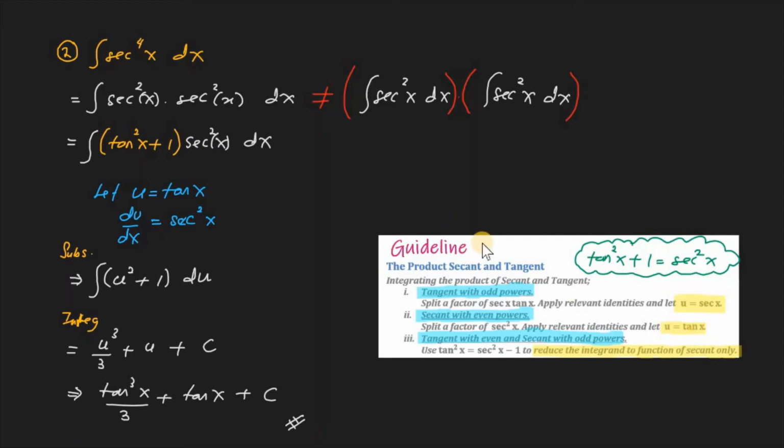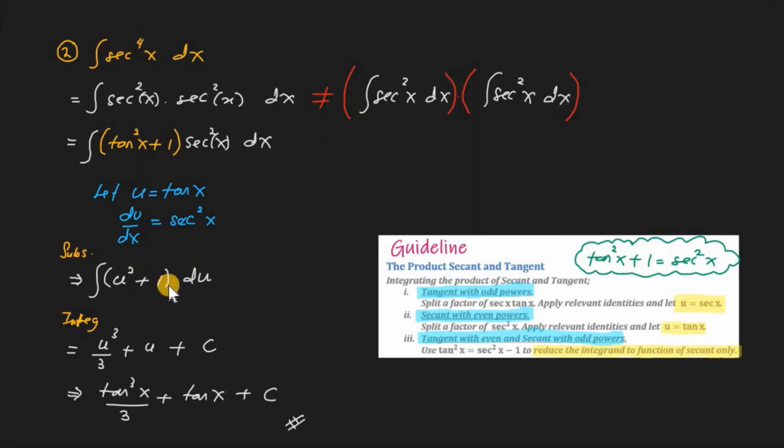So we can use this guideline. First we need to apply the identity, changing the secant square x as tangent square x plus 1, and set the appropriate u. It will be a simple u substitution, u being tangent x. Look into your formula list: the derivative of a tangent is secant square x. So du is secant square x dx. We can easily replace it.